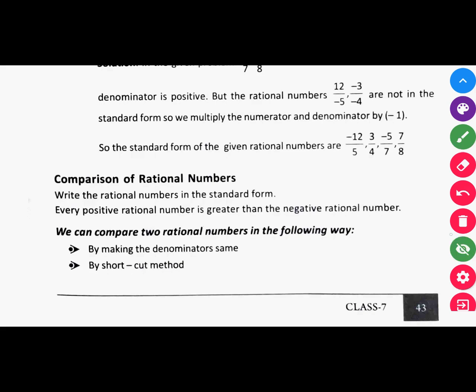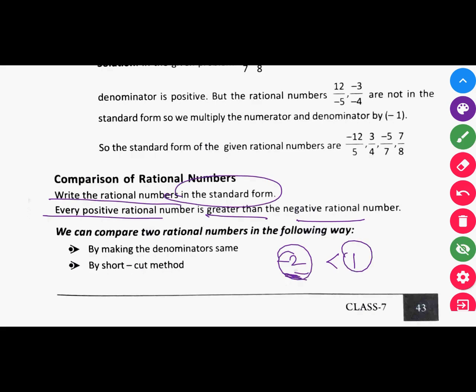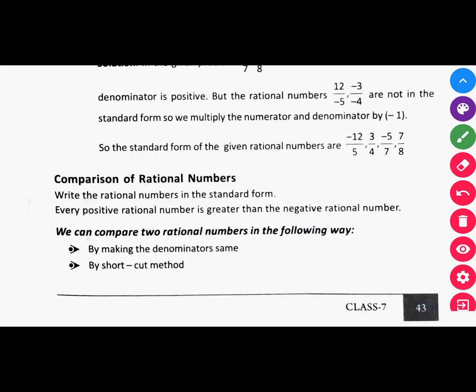Now, comparison of the rational numbers. Write the rational numbers in the standard form. Every positive rational number is greater than a negative rational number. We know 1 is greater than minus 2, because minus 2 is on the negative side. So negative numbers are always smaller than positive numbers.